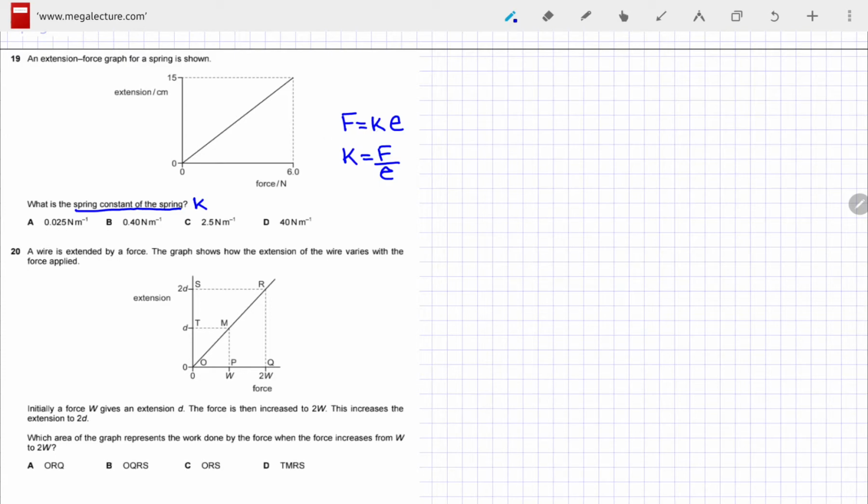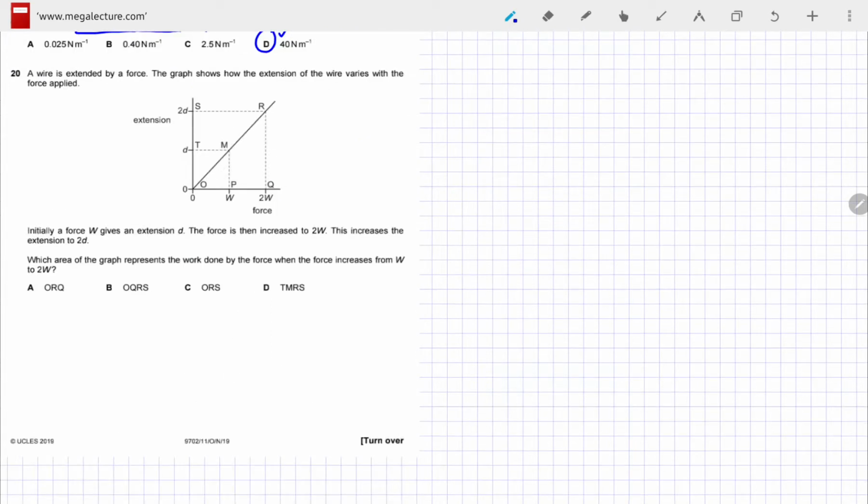So for force, let's pick the value 6 newtons, because the force is on the horizontal axis. So we have 6.0 newtons divided by the extension, in this case 15 centimeters. So what is 1 centimeter? That is 15 × 10^-2 meters. When you compute this, you get 40 newtons per meter. So the force constant is 40 newtons per meter, which is option D.